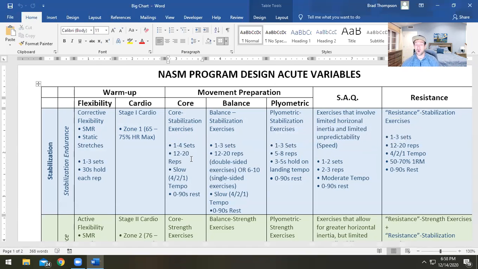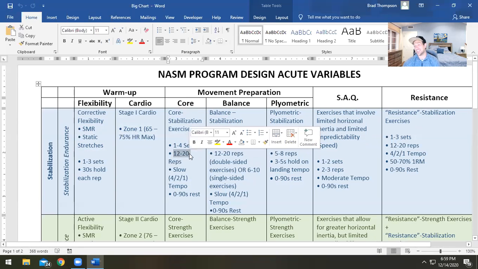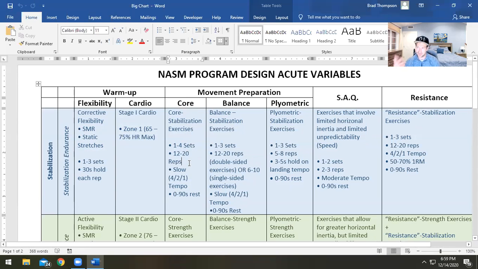But for the core, 1 to 4 sets, 12 to 20 repetitions. Now I will say a lot of times core exercises in the stabilization phase tend to be isometrics. So really that's, in my opinion, anywhere from 30 to 60 seconds. That's how I like to think of it personally. But you know, there are obviously, you can do a plank and then rest and plank and then rest.